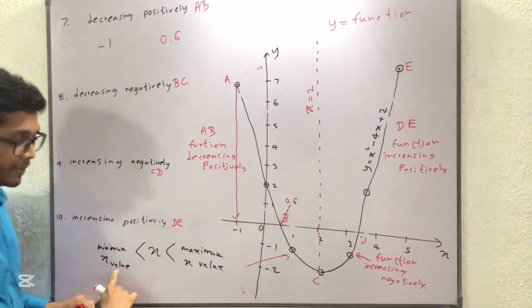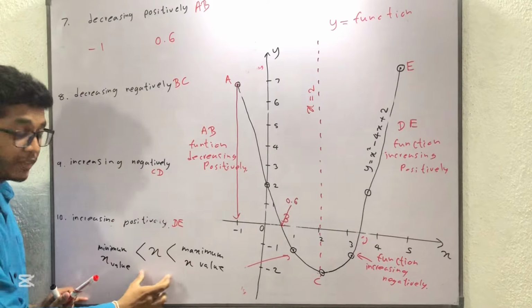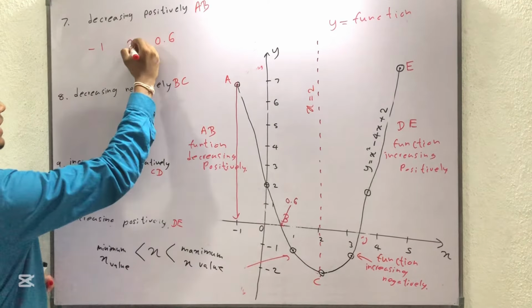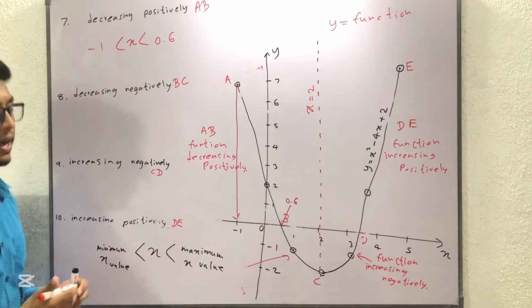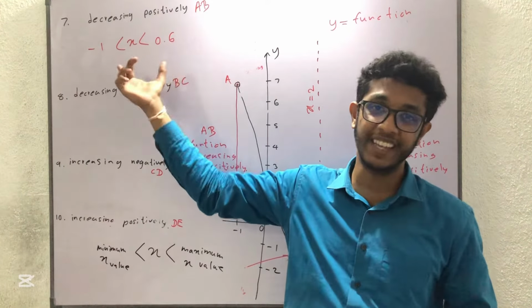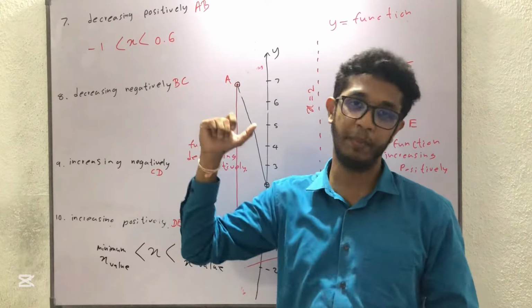Then I wrote the minimum x value, I wrote the maximum x value. In between that, what do we write? We write x with this inequality mark. So I am writing x with this inequality mark. That is the answer for question number 7, the interval of values of x for which the function is decreasing positively.